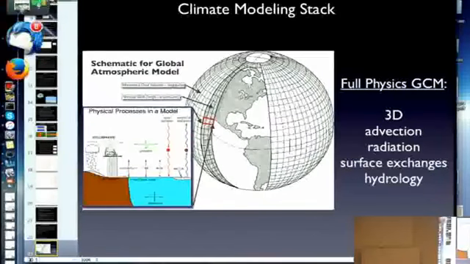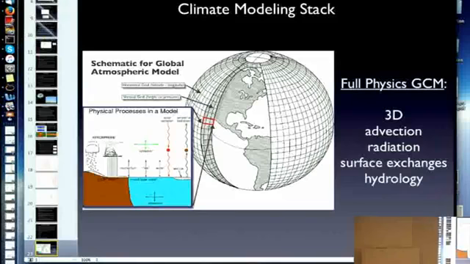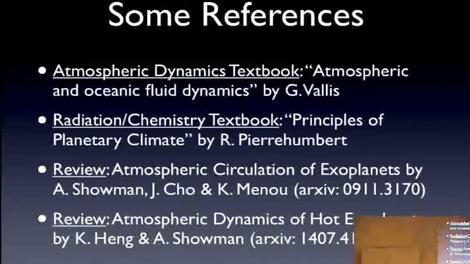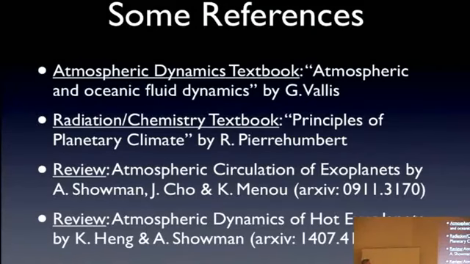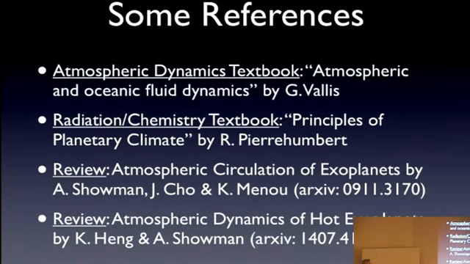Oh, actually, I'm sorry, let me show you this. I will make my slides available. A lot of what I have discussed can be collected and expanded considerably by looking at this. It's just a sample of references that I like personally. I really like the Vallis textbook on atmospheric dynamics. It also addresses ocean dynamics, but it's a really nice textbook to understand the principles of dynamics in atmospheres. I like the Pierrehumbert textbook if you want to focus more on the radiation and chemistry. And then there are a couple of reviews that I recommend if you want to follow what is being done specifically on exoplanets.